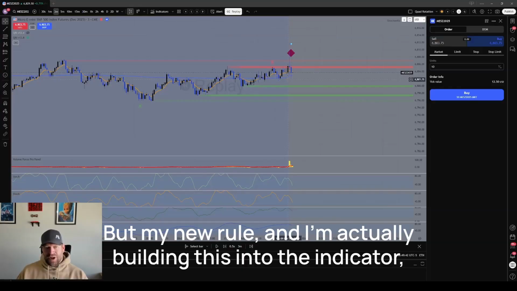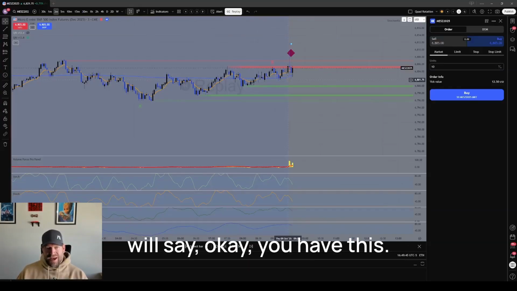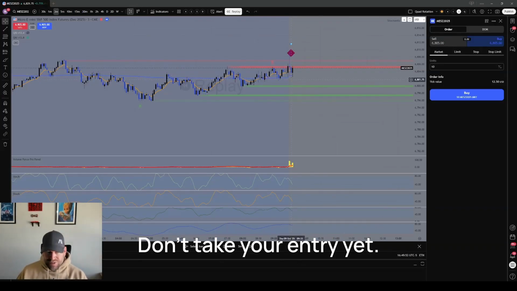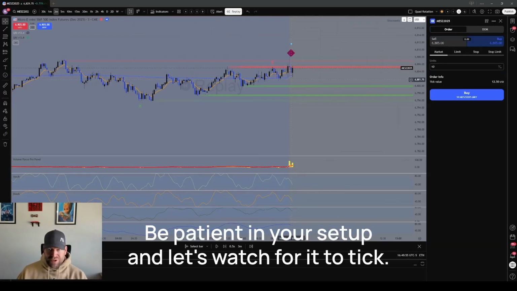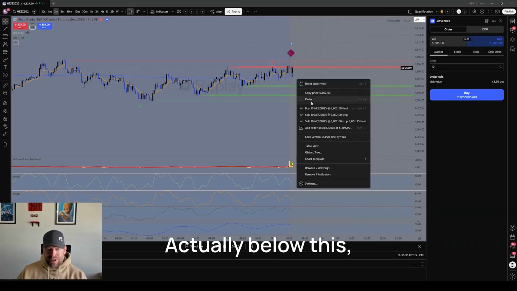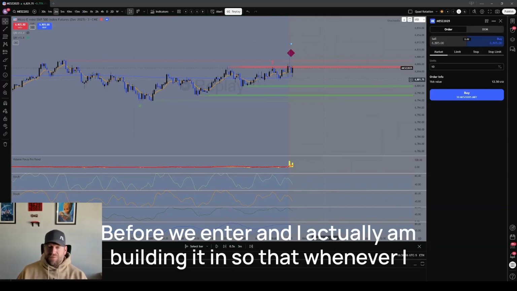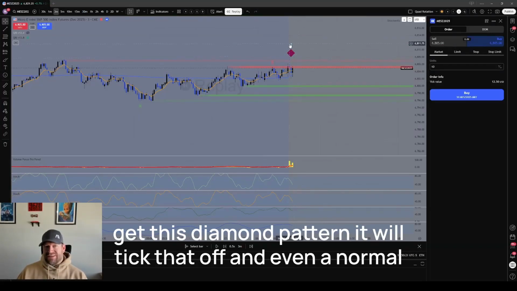But my new rule, and I'm actually building this into the indicator, will say, okay, you have this candle here that came down and crossed below the 9 EMA. Don't take your entry yet. Be patient in your setup, and let's watch for it to tick actually below this. So what we're going to do is wait for it to cross below this 6801.75 before we enter.